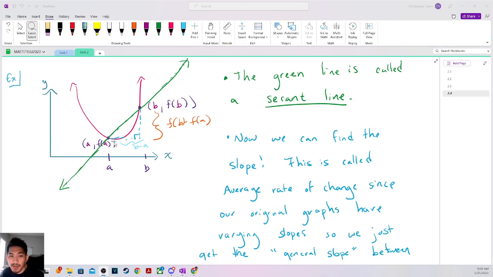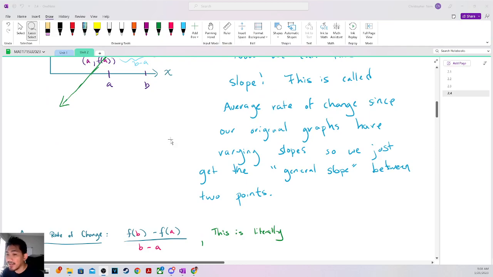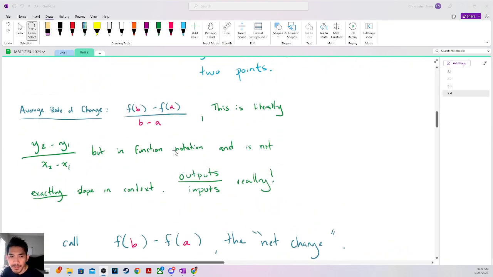From here to here, this has maybe slope of 3, maybe this has slope of 4, 5, 6, 7, but then I'm trying to find a slope that encompasses all those values using the secant line. That's why I call it the average rate of change. So this is kind of like the general slope between those 2 points. So we can write this, formalize it as f of b minus f of a over b minus a.